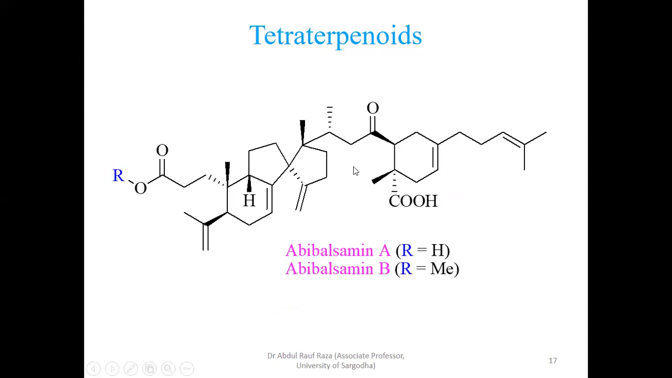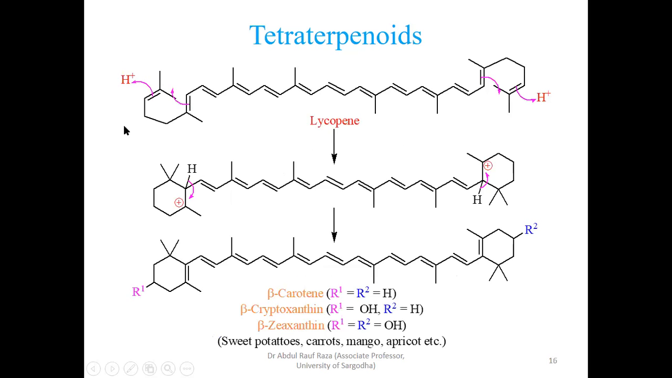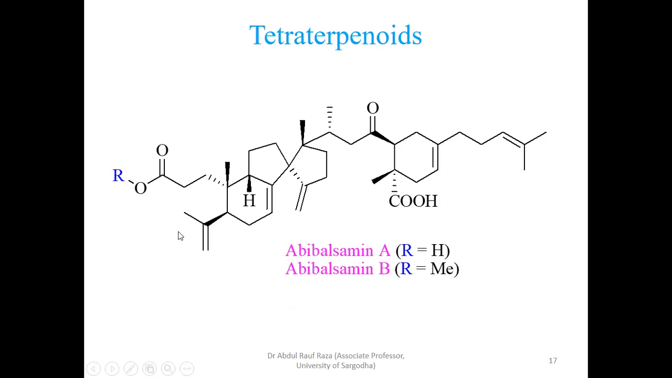And then it is cyclizing, making a five-member fused ring and a six-member ring. In the end, look here, the other terminal is also indicated here, which is this one, right? So if it is abibelsamine A, where R is hydrogen, this is a carboxylic acid. On the other hand, if this is an ester, meaning R is a methyl, this is abibelsamine B. Both of these natural products have been isolated from plants, in fact.